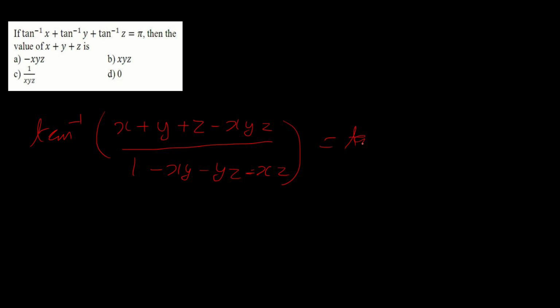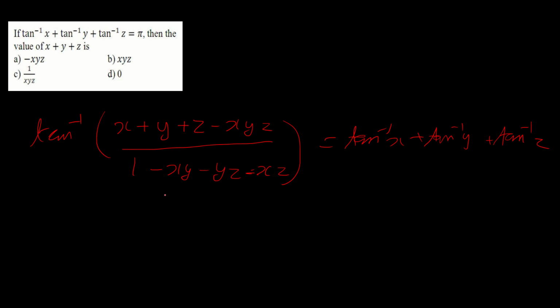That is tan inverse of x plus y plus z minus xyz divided by 1 minus xy minus yz minus xz. This is minus. So this is the expansion of tan inverse x plus tan inverse y plus tan inverse z. Okay, so let's apply this, which is equal to pi.